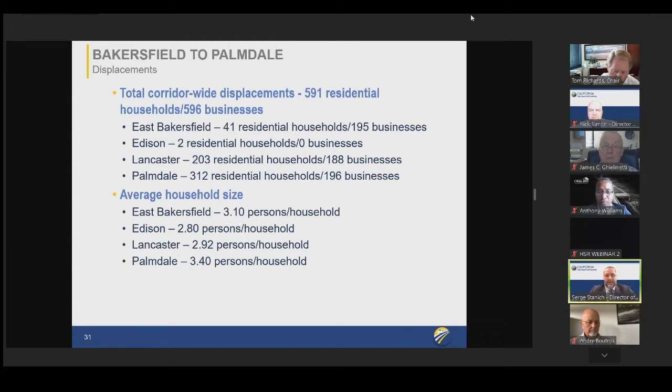East Bakersfield, approximately 41 residences, 195 businesses. Edison, 2 residences. In Lancaster and Palmdale, where we have the majority of the effects, we have 203 residential households or residential relocations in Lancaster with 188 businesses. Palmdale, 312 residences and 196 businesses. At this point, we don't have actual family or individual identifiers. We don't know how many families. We use census data to estimate what the populations are. So these are the estimates regarding household size for these communities that we obtained from census data. Can we go to the next slide?